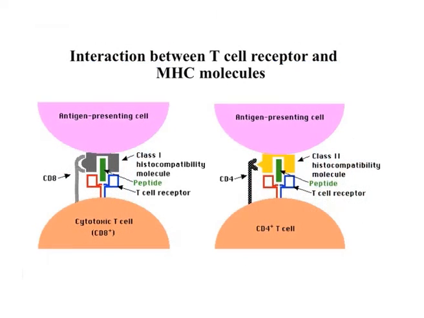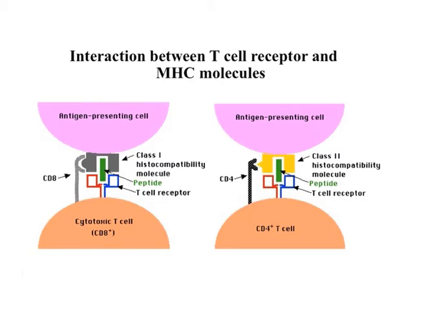T cell receptor recognizes antigen presented by MHC molecules. MHC molecules are major histocompatibility complex molecules. All nucleated cells present on their surface MHC class 1 molecule, and APCs, antigen presenting cells, present on their surface MHC class 2 molecule. The T cell receptors present on a Th cell or T helper cell recognize antigen presented by class 2 MHC molecule, whereas the T cell receptor present on a TC cell or T cytotoxic cell recognizes antigen presented by MHC class 1 molecule.